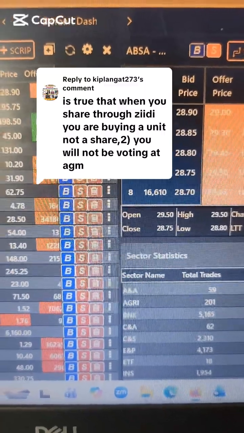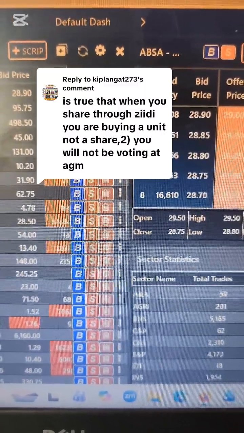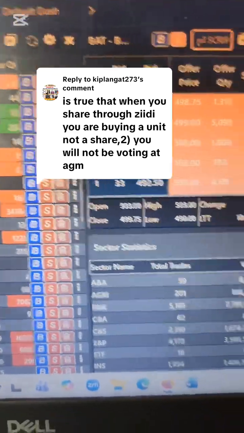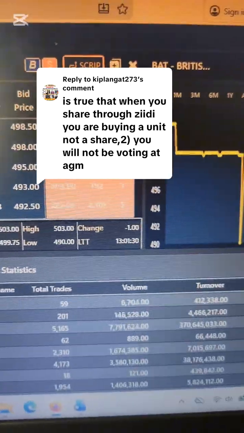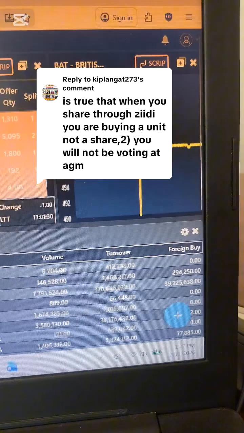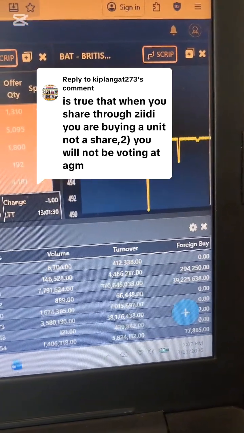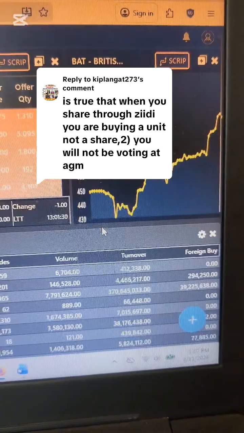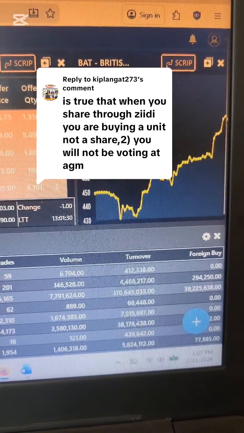Hi, I can see this omnibus is a bit confusing for most people. When you buy shares at a Ziidi trader, you are buying units of an underlying share. What does that mean?